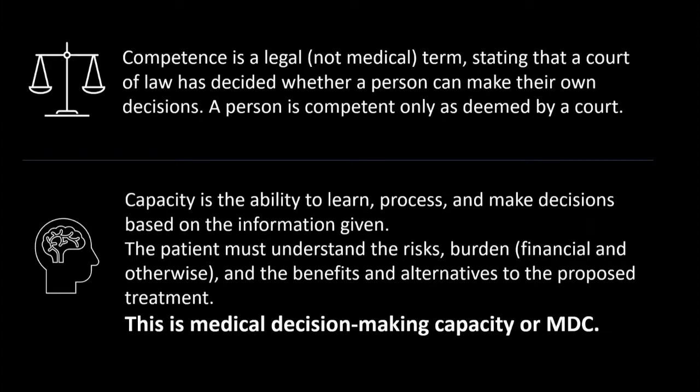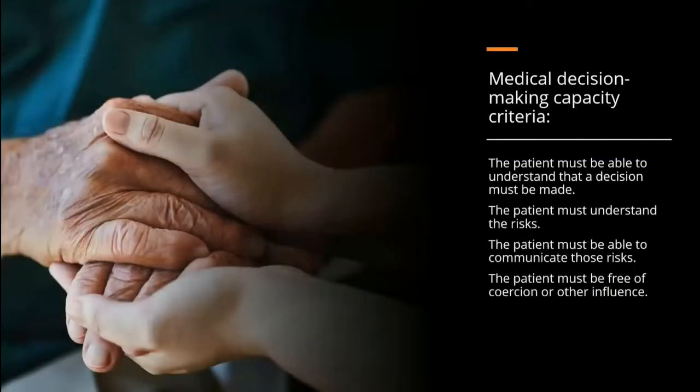This is the patient's ability to understand and process and make decisions based on what you're telling them. So they have to understand the risks, they have to understand the burden and the benefits and alternative to what you're trying to explain. And then you need to be able to understand that they understand that. Okay, that is decision-making capacity. When we look at determining decision-making capacity, there are several steps that we need to follow.